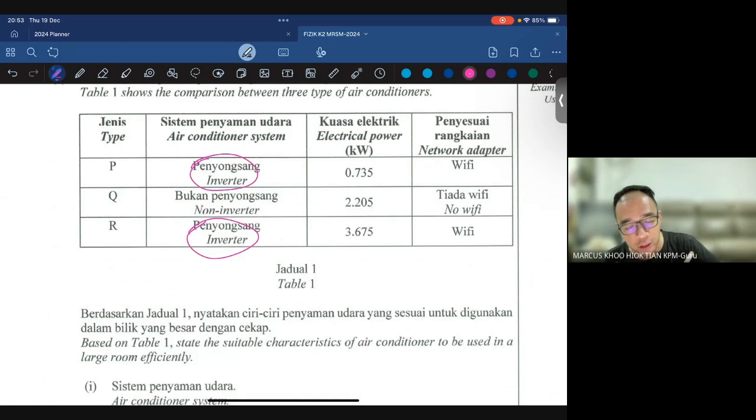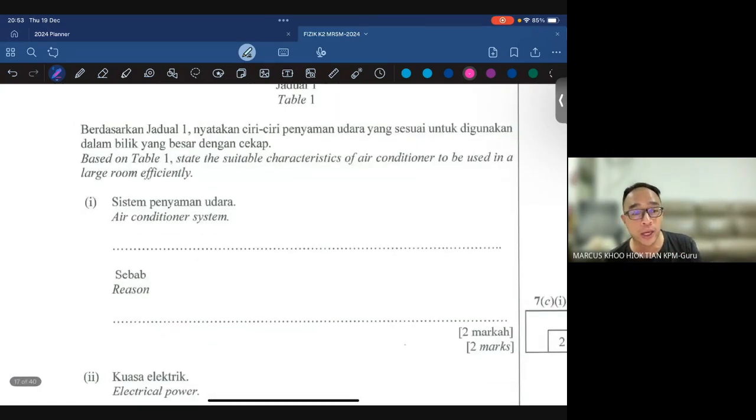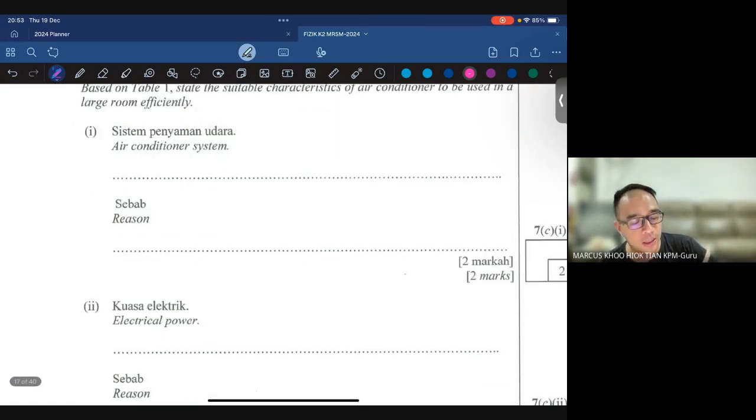In terms of electrical power, we want the larger one. Who would want to buy an aircon if the electrical power is so small? You want to cool the dining room, so you need more power. And of course, nowadays we can't live without Wi-Fi. We can't even have this class if we don't have Wi-Fi. So of course we want Wi-Fi. So it looks like we're going for R. So the air conditioner system is inverter, and inverter is usually energy saving.